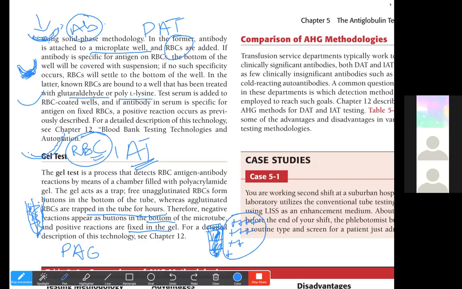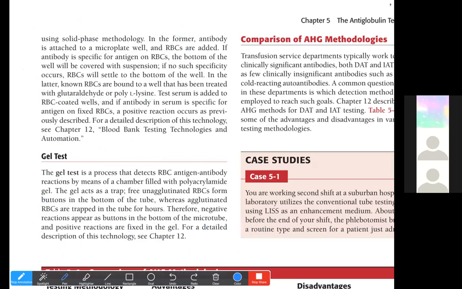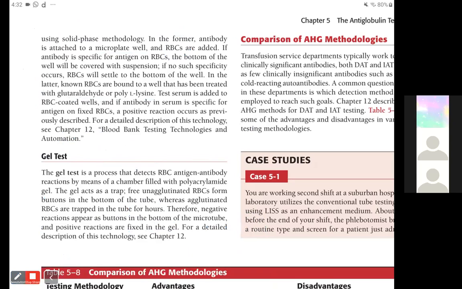This button would also remain trapped there for hours, so it can be reproducible, and you can save this reaction for quite some time, even if this was done somewhere at night, they may be able to keep it as a record. So the comparison of AHT methodologies is done here.